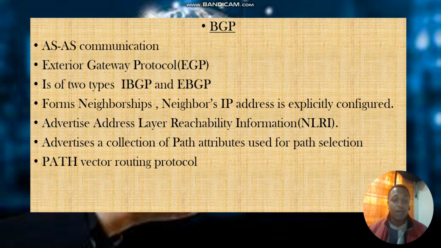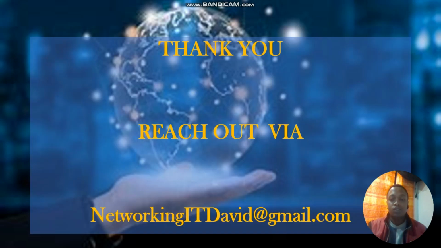We talked about the list of paths and other attributes that could be used in the path selection. It is a path vector routing protocol, meaning that it considers path attributes in order to decide on which route to use to route its packets.